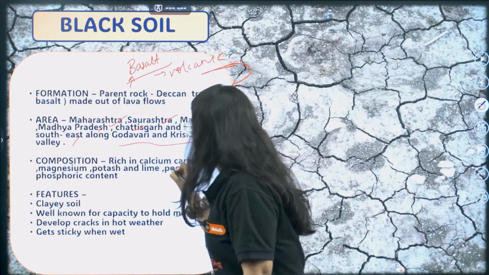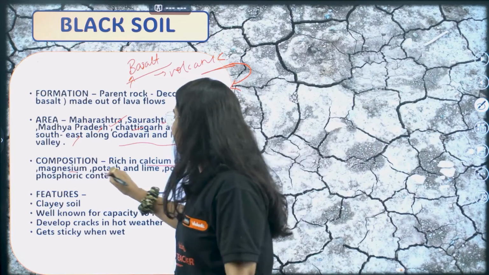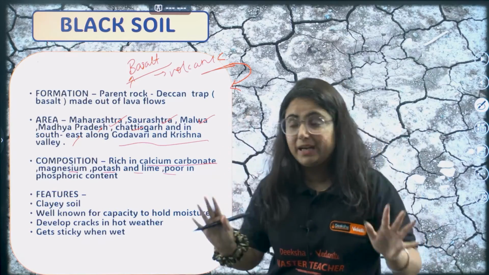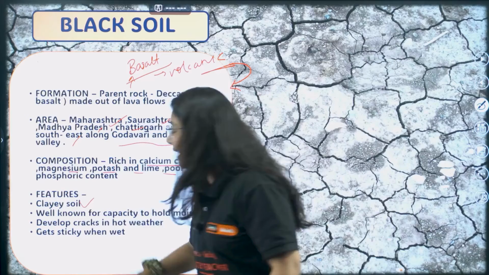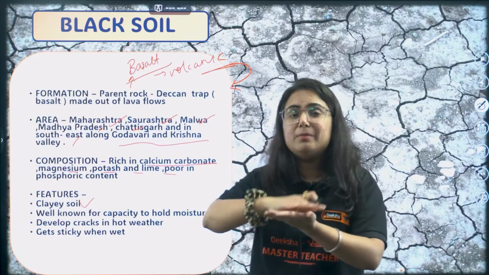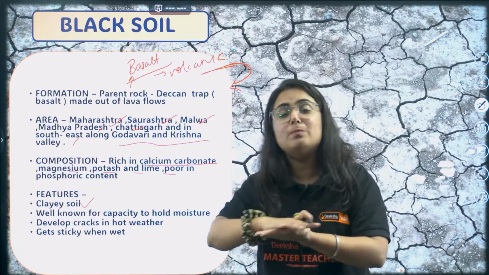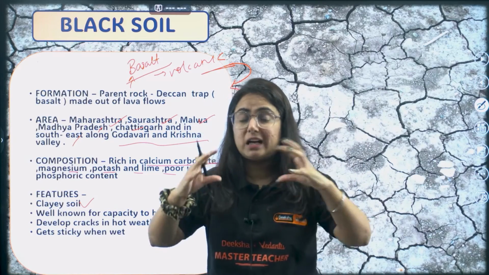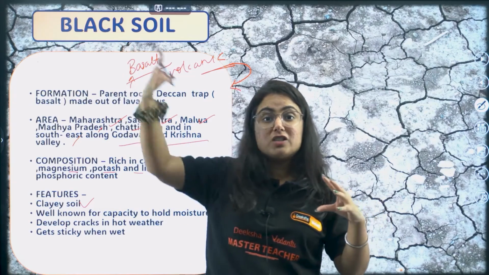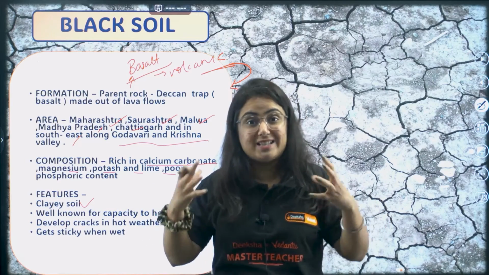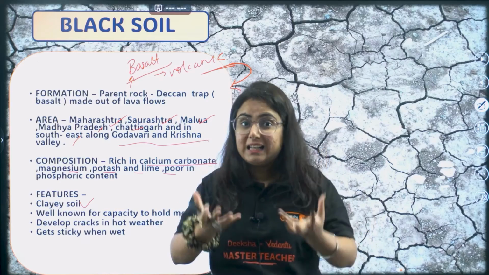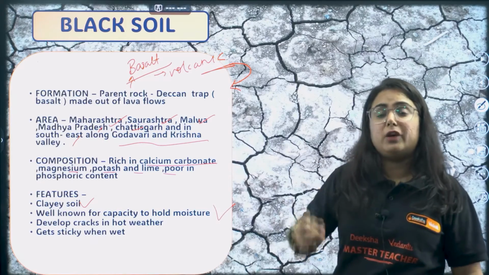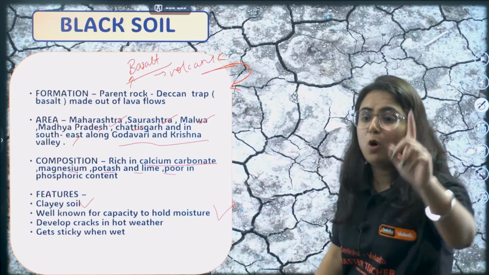Composition: it is rich in calcium carbonate, magnesium, potassium, lime, but it is poor in phosphoric content, to be paid attention to here. Features: the soil is a clay type of soil. Do you know, when sediments are so much broken down, they form clay, and whenever we put so much water in the clay, what happens? Suddenly it becomes sticky. So when the first shower comes, the soil becomes wet, sticky, but after some time that clay absorbs the water very nicely. That is the reason this soil is very famous for its capacity to hold what?